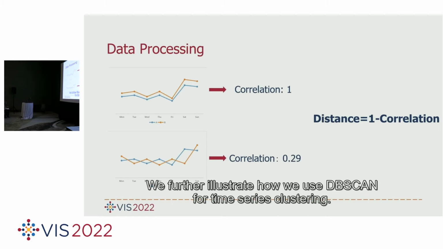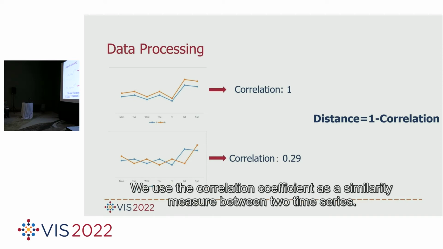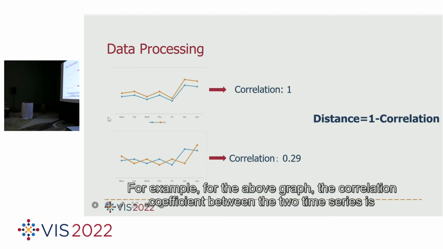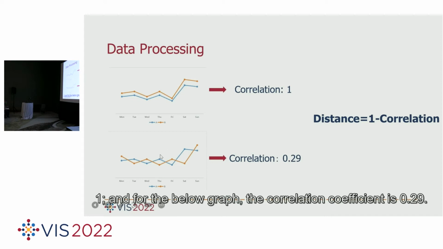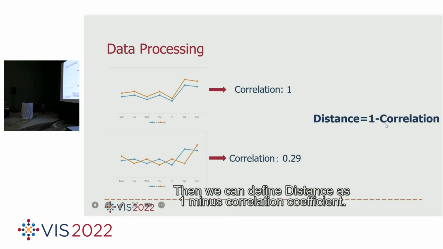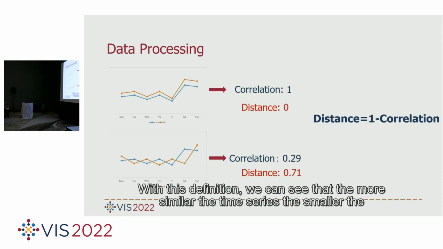We further illustrate how we use DBSCAN for time series clustering. We use the correlation coefficient as a similarity measure between 2 time series. For example, for the above graph, the correlation coefficient between the 2 time series is 1, and for the below graph, the correlation coefficient is 0.29. Then we can define distance as 1 minus correlation coefficient. With this definition, we can see that the more similar the time series, the smaller the distance.